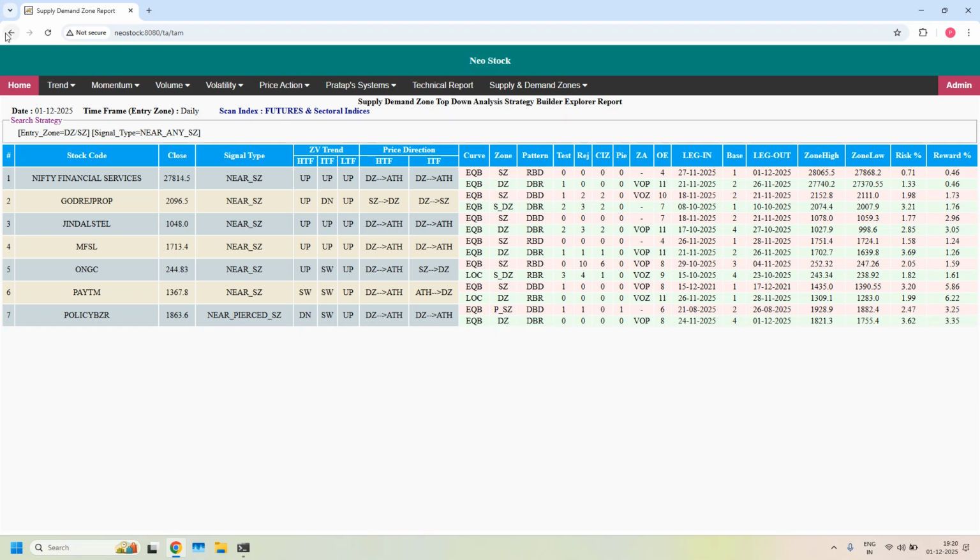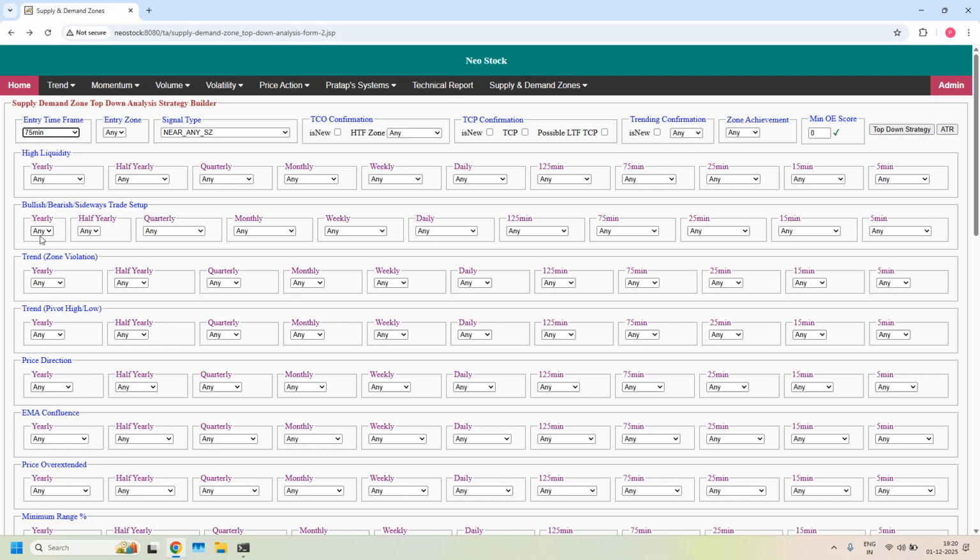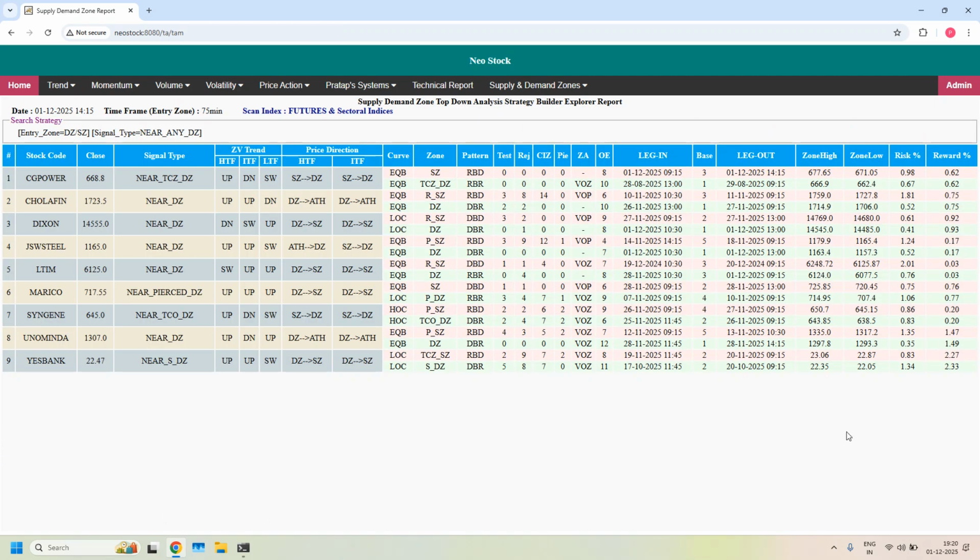Okay, next time frame is 75 minutes. Stocks near to the 75 minutes demand zone. We got 9 stocks. Let's identify 75 minutes high liquidity demand zones from this list. Yes Bank is having a 75 minutes high liquidity demand zone. So we got only one stock from this list.